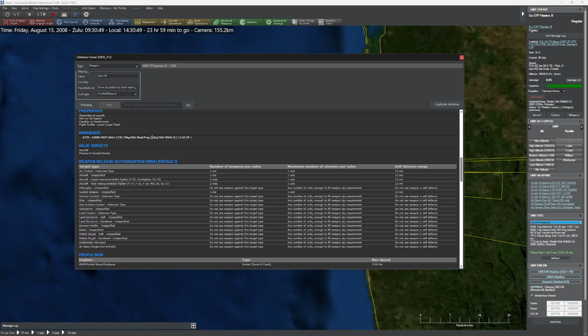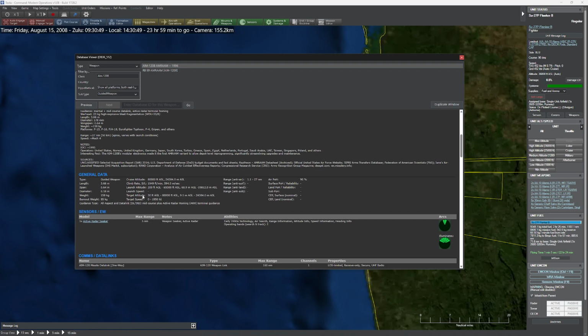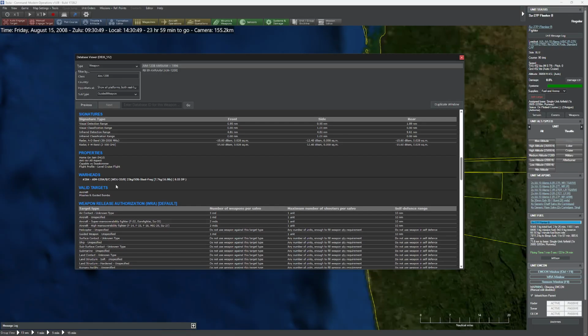But if I go down here, you'll notice it's a 16-kilogram warhead. You're like, oh, what about the AIM-120? The AIM-120, believe it or not, is also a tiny warhead. And if I scroll down here, you'll see that this one is a 7.7-kilogram warhead. These are tiny little warheads compared to our R-27.